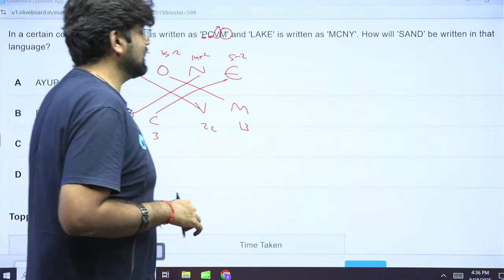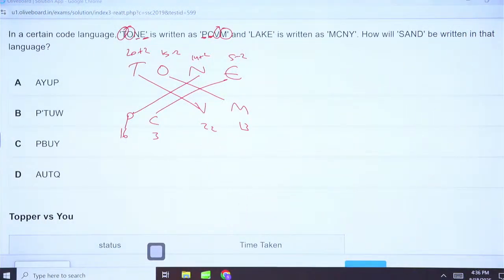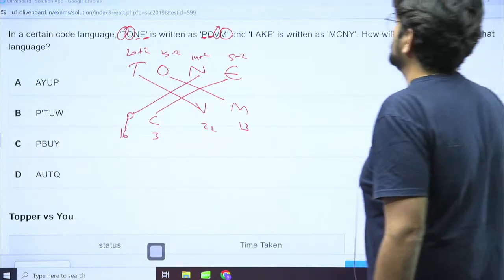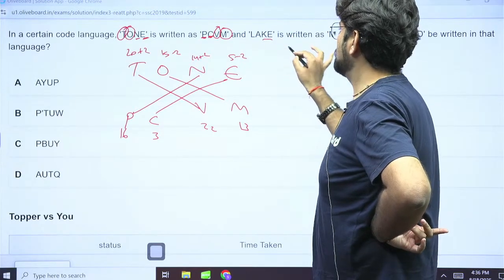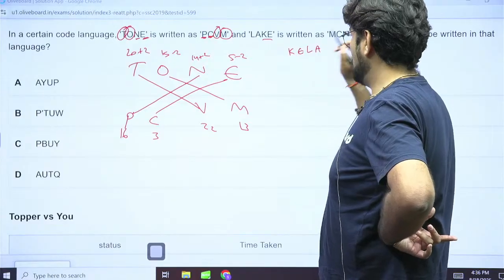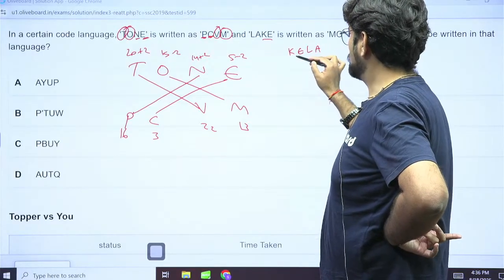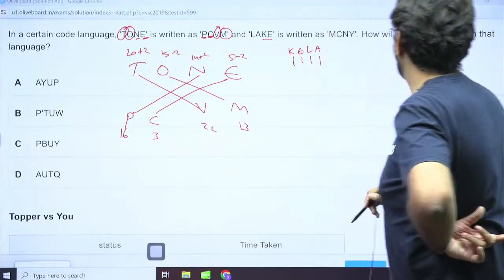Now again you can take it as vowel consonant also. So check it here. Are they following the same logic? So KE will come first. LA will come next. And this is plus 2 minus 2 plus 2 minus 2. Again it's following the same thing. It's not about vowel consonant.